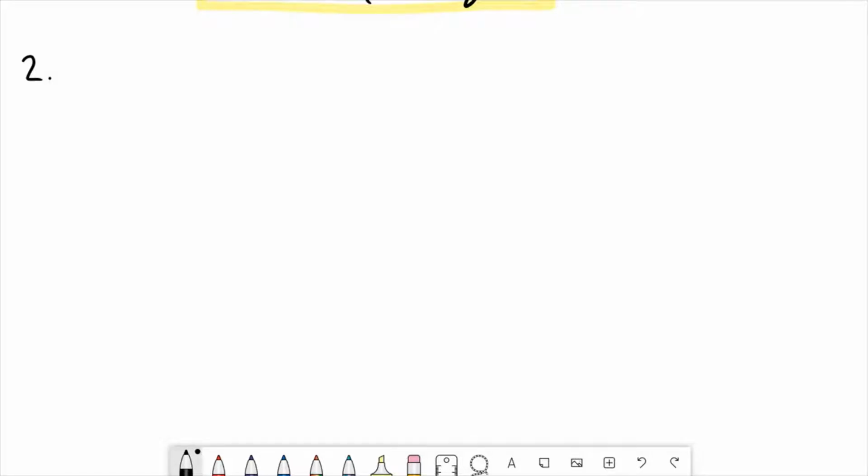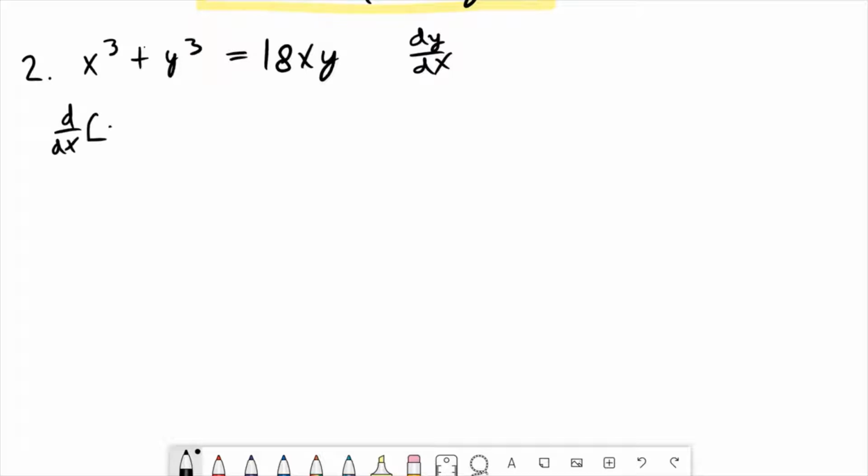Let's do this one. We have x cubed plus y cubed is equal to 18xy, and I want to find dy dx. That's what we're going to do for every one of these problems: find dy dx. That's not terribly difficult. Remember, the first step is to find the derivative of both sides. So now we just find the derivative with respect to x.